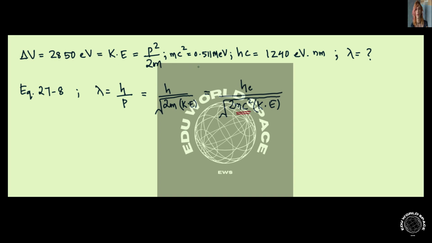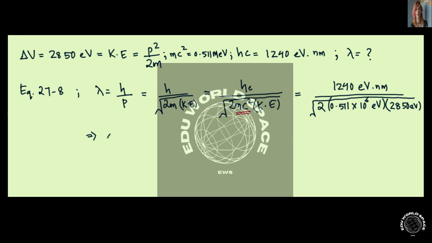Let's plug in all these values in this equation now. So hc is 1240 electron volt times nanometer over the root of 2 times mc squared, which is 0.511 times 10 to the power 6 electron volt. Make sure to convert your units from mega to the standard one, times 2850 electron volt.